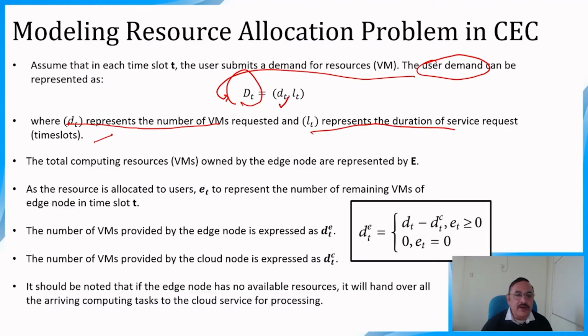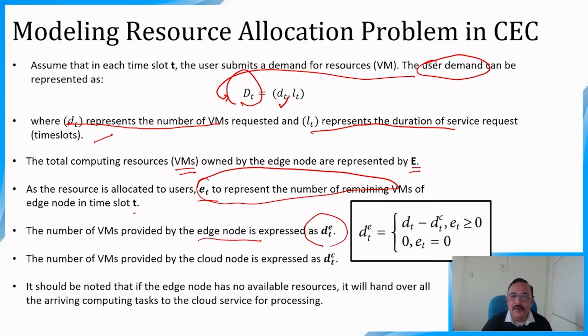Now, the total computing resources, that is VMs, owned by the edge node is represented by E. So, the resource allocated to the user, E_t, represents the number of remaining virtual machines of the edge node. E_t is the remaining virtual machines. The number of virtual machines provided by the edge node is represented by d_t^E, provided by the edge nodes.